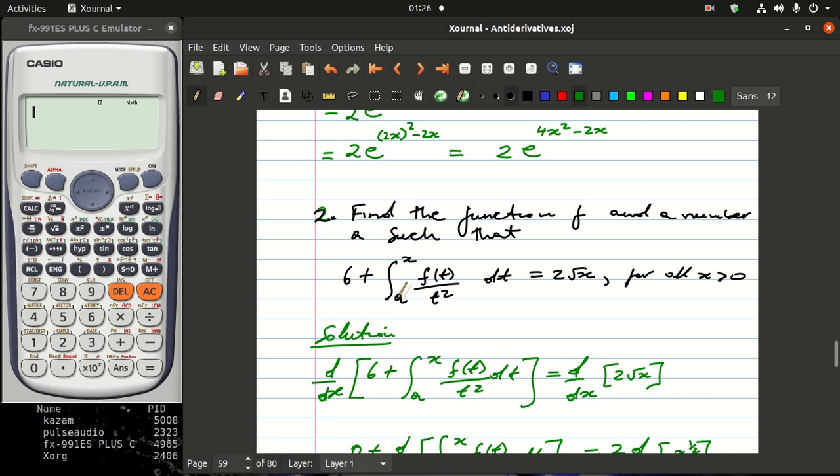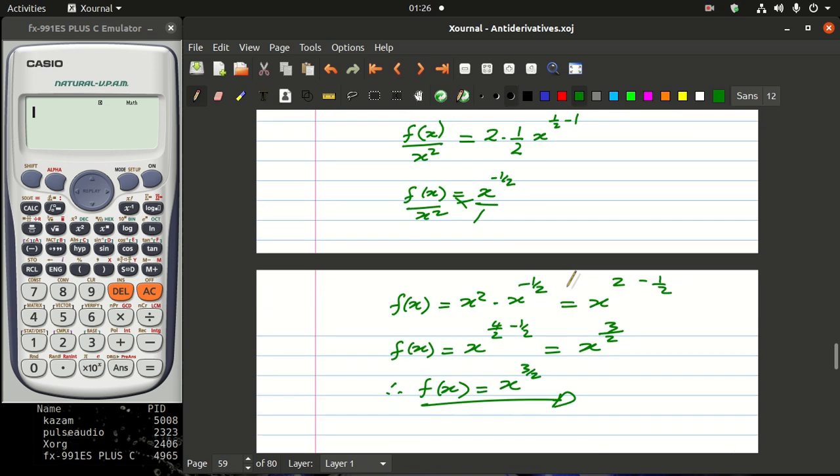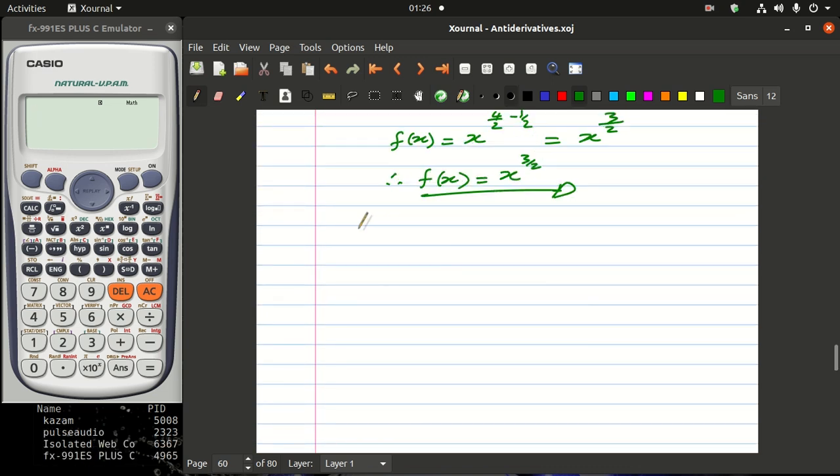How do we find the number a? I mean, we already have this function here. Then we can take the definite integral, solve, and then see if we can get a. Okay.